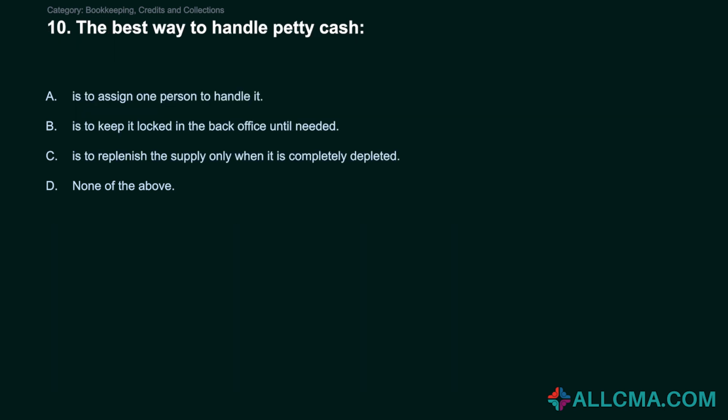10. The best way to handle petty cash. A. Is to assign one person to handle it. B. Is to keep it locked in the back office until needed. C. Is to replenish the supply only when it is completely depleted. D. None of the above.